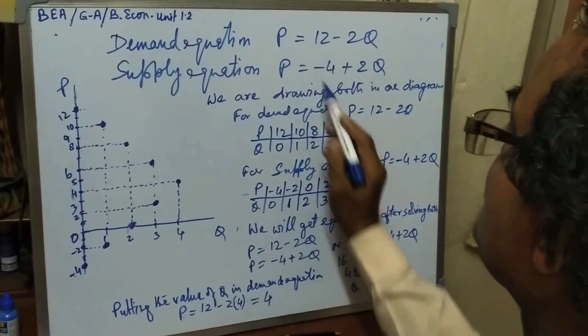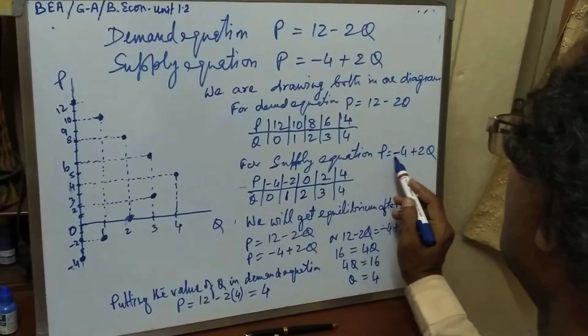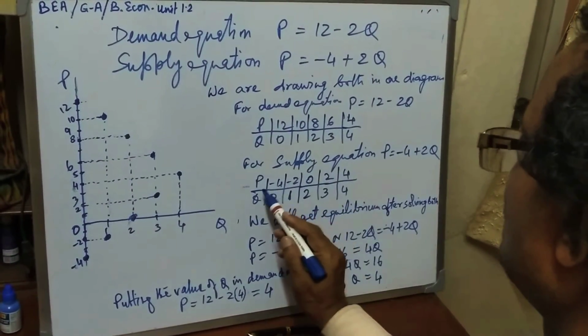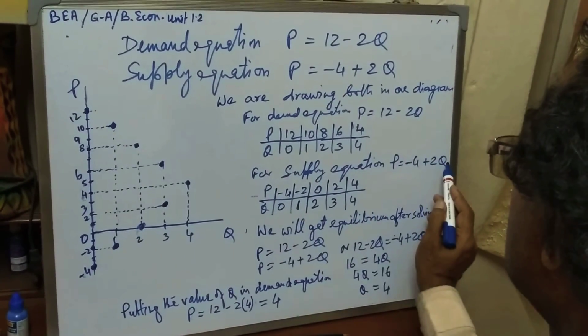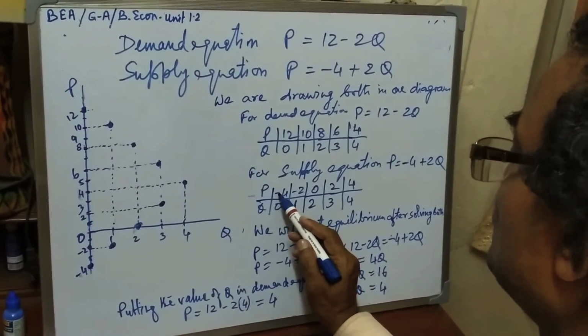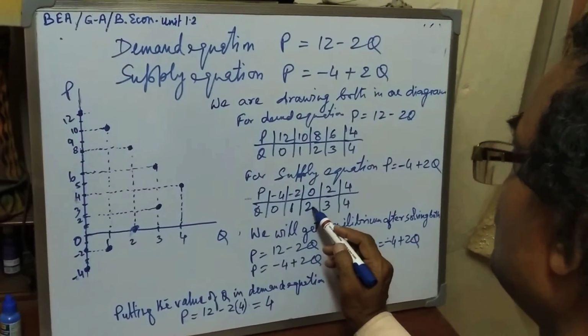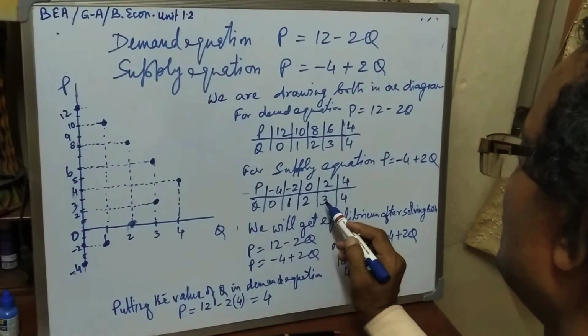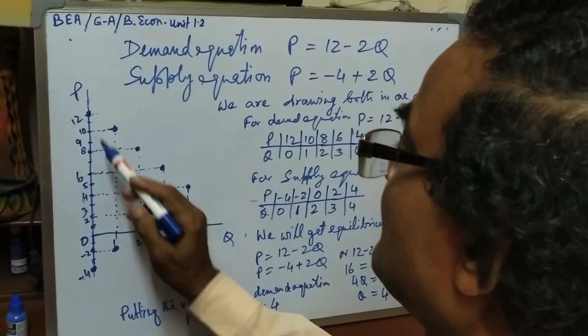Again, the supply equation is given here. Here the supply equation is drawn, P equal to minus 4 plus 2Q, and a chart is there, P and Q. When Q equal to 0, then P will be equal to minus 4. When Q equal to 1, it will be minus 2. When Q equal to 2, it will be 0. When Q equal to 3, it will be 2. When Q equal to 4, it will be 4. Drawn here in the diagram.